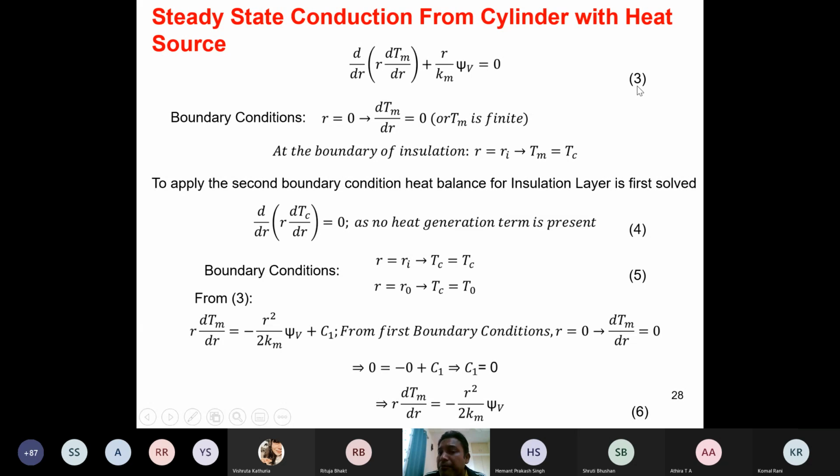So you can see in equation number 3, there is an R by Km psi V term. This is the term which is coming from the generation, isn't it? So this generation term is going to be absent if we are looking at the heat balance in the insulation layer. I am directly writing the expression, but you can also get the same by making a shell balance in the insulation layer. So that comes out to be d by dr of r dTc by dr equals 0. Equation number 4 is the equation we get for the heat balance in the insulation layer. There is no generation term here. Okay. Is it clear? Yes, sir.